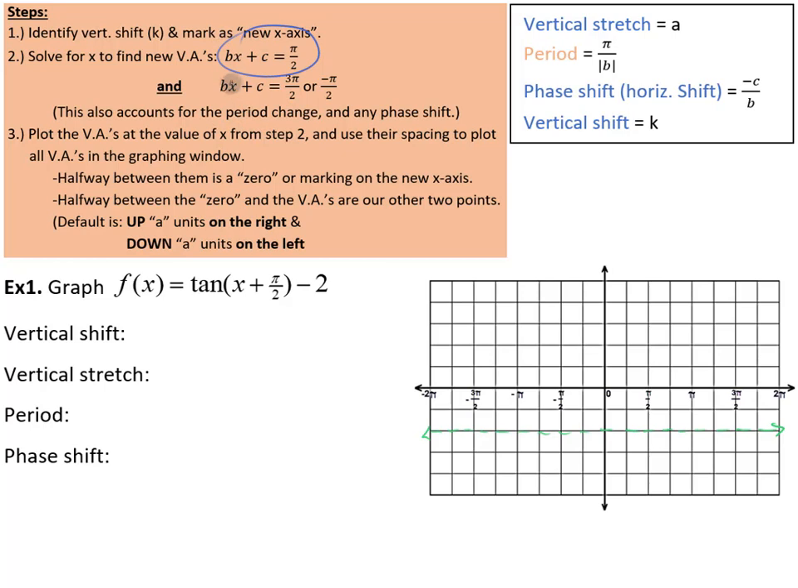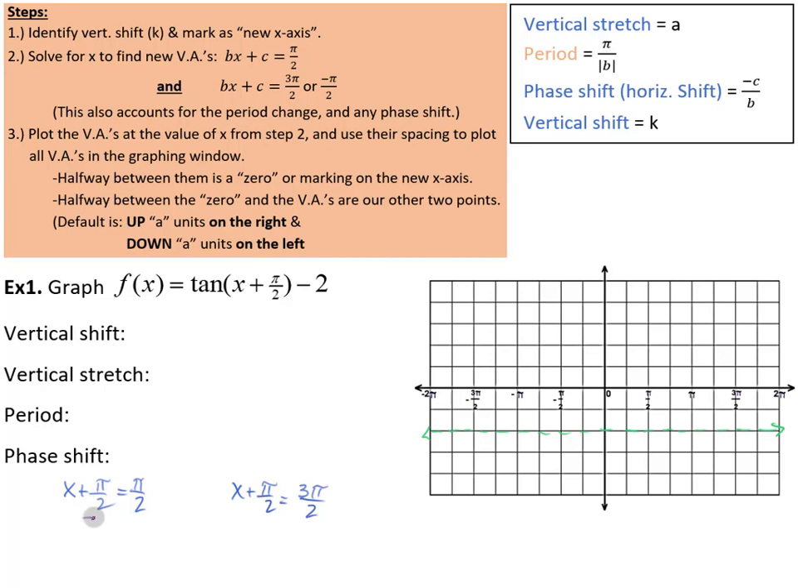So we're going to solve these 2 equations. Remember, the inside is bx plus c. When does the inside equal pi over 2? And when does it equal 3 pi over 2? Okay, so we can do that down below here. Bx plus c is x plus pi halves, right? That's what was inside of our function. When does that equal pi halves? And when does x plus pi halves equal 3 pi halves? So solving these 2 equations for x will tell me where my 2 adjacent vertical asymptotes would be.